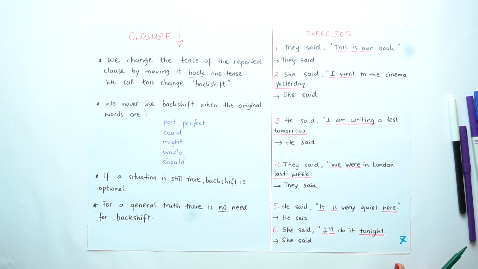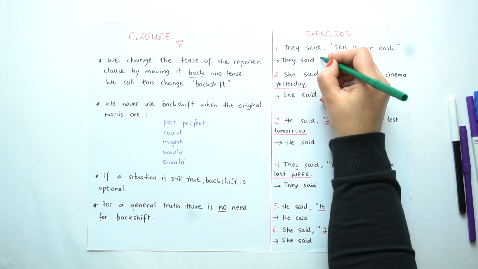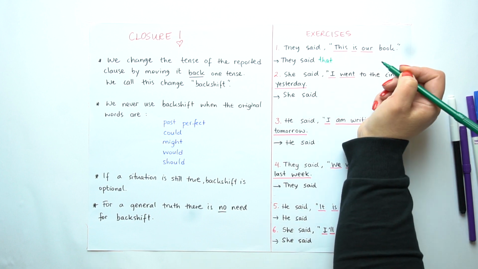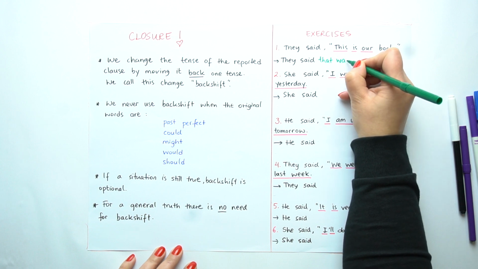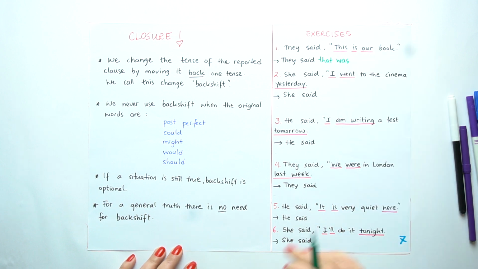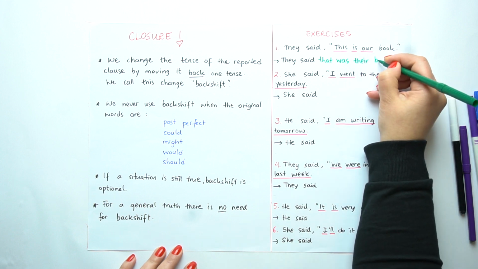Alright, let's do these activities before we finish our lesson. They said, this is our book. So they said, look, this becomes that. As you might remember, is becomes was. Is it our book? No, it has to be their book.